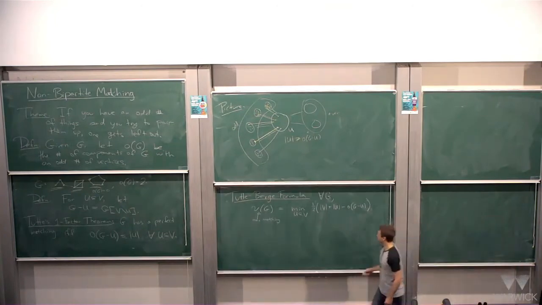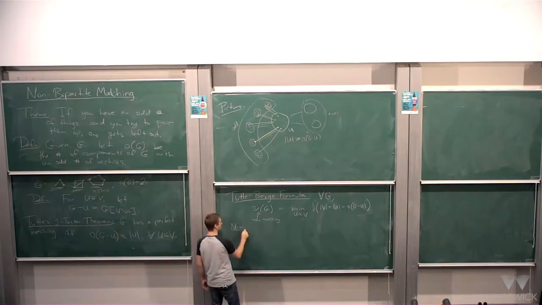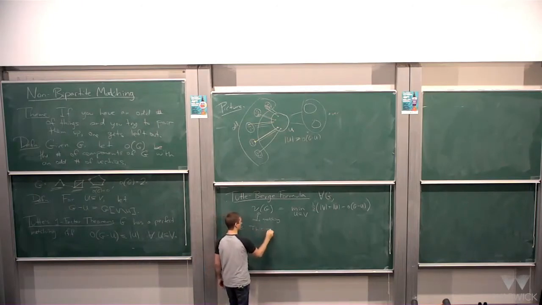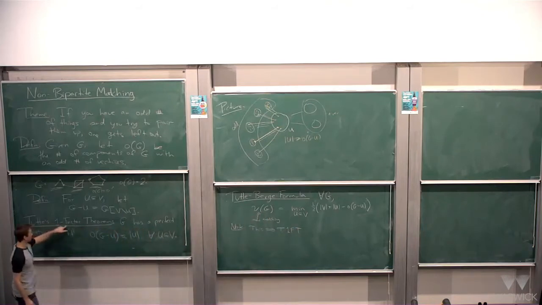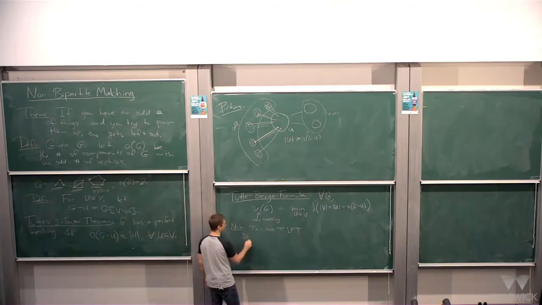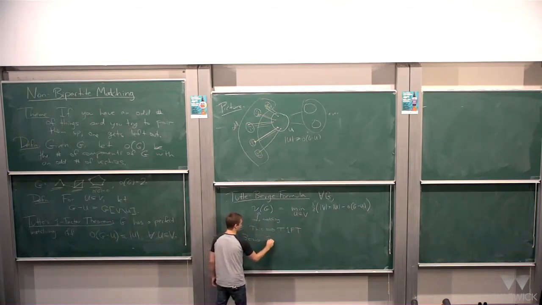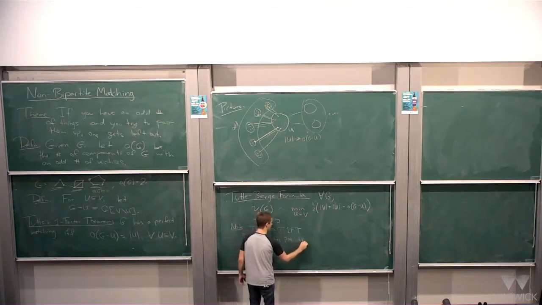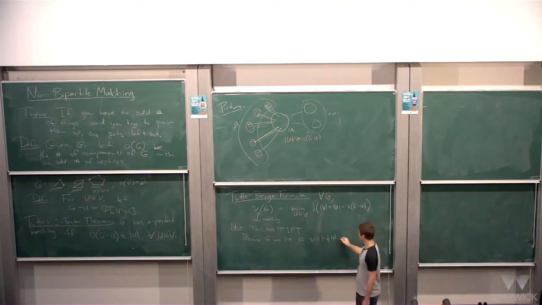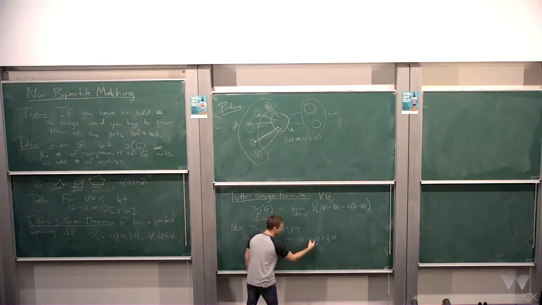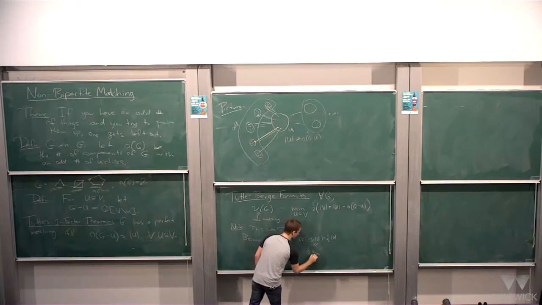Okay. Note that this implies Tutte's one-factor theorem, because G has a perfect matching if and only if nu of G is half the number of vertices of G. So if you apply this theorem, nu of G is this minimum of this 1/2 thing.